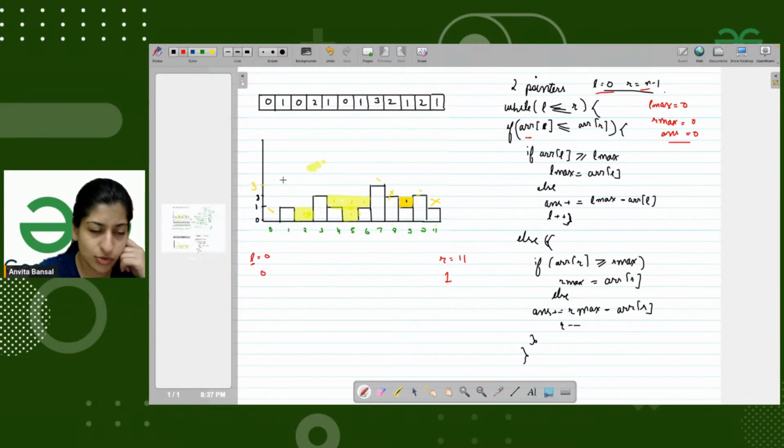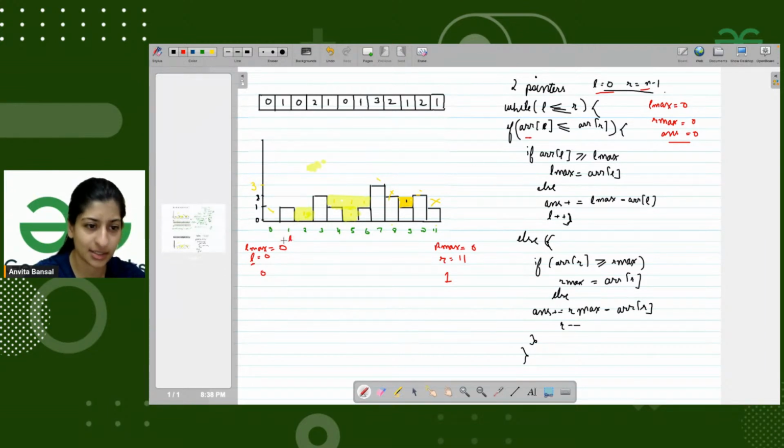What are those operations? You check what is the value of tower at index L, which is index 0. So tower's height is 0, and L max in this case is also 0, and R max is also 0. So I ask, is my height of tower greater than or equal to my L max? Yes, it is. So L max will be updated with that value. Otherwise, we would store some answer, but here it is not going to be the case. So do L plus plus.